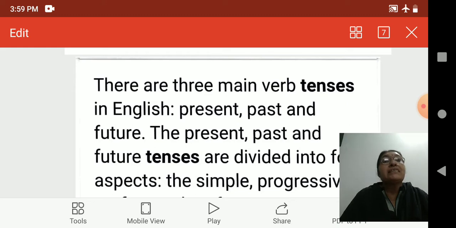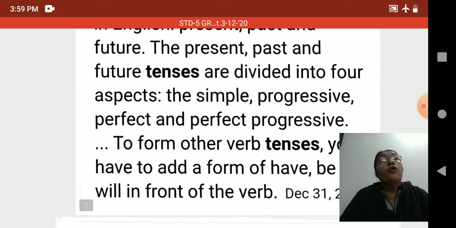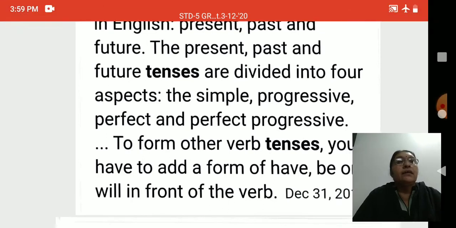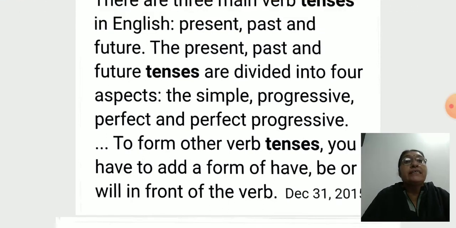The present, past and future tenses are divided into four aspects: the simple, progressive, perfect and perfect progressive. Simple, do you know? Simple present tense, simple past tense, simple future tense. As for progressive, progressive means continuous: present continuous tense, past continuous and future continuous tense.